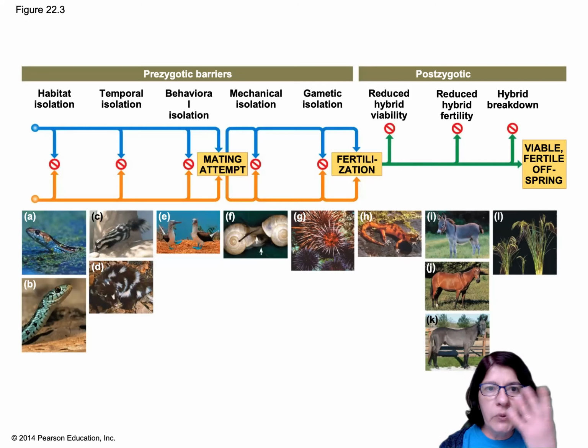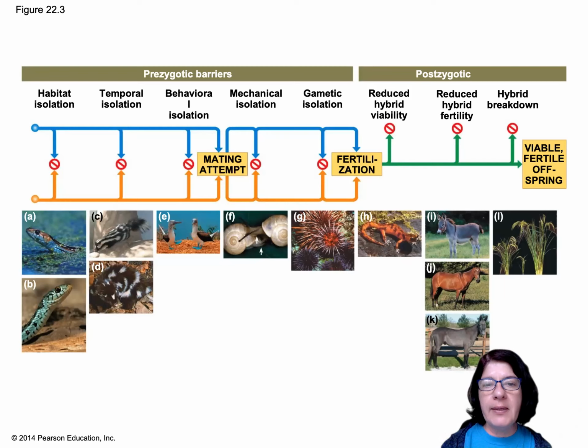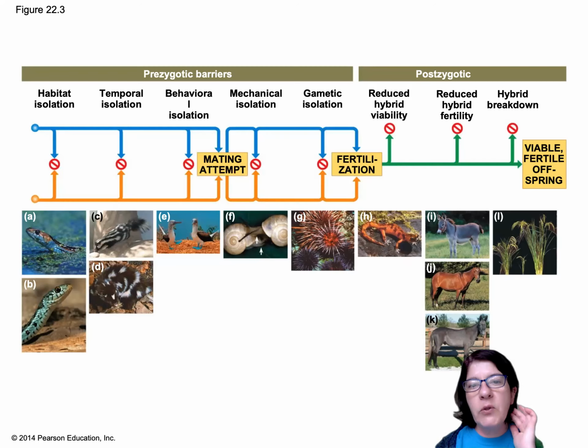So what prevents two different species from even making an attempt to mate? Well, habitat isolation is one. Another one would be temporal isolation, and behavioral isolation. Now, if these are not in place and two species attempt to mate, there's also mechanical isolation and gametic isolation.